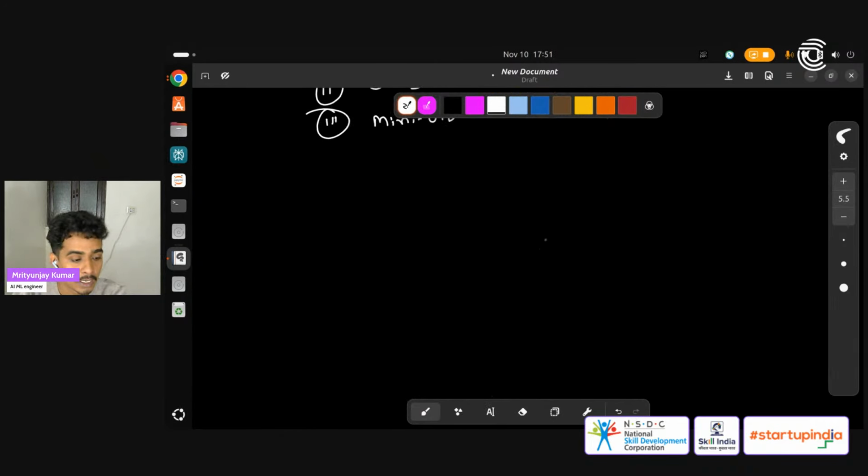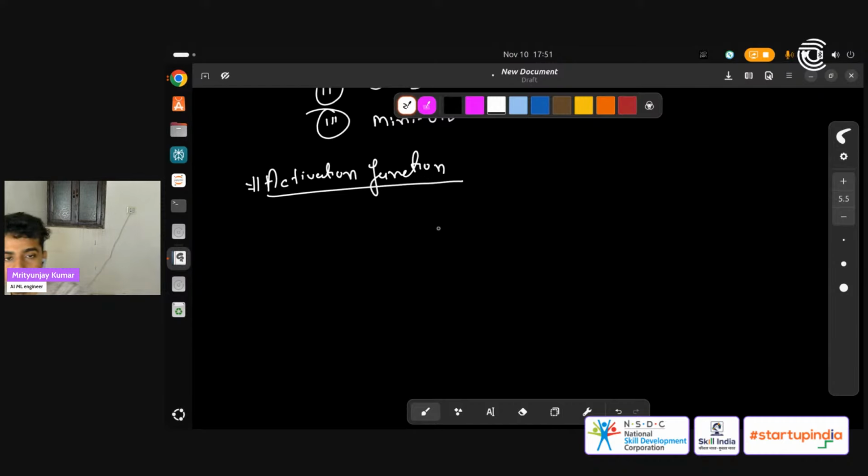Activation function. Like I'm just giving you one example. We have n number of data. We have to define whether one person is rich or not. Let's assume if any person has 1 CR, then that person will come under rich. If less than this, they will come under not rich.